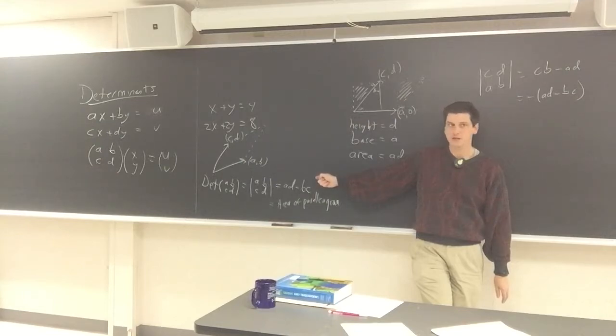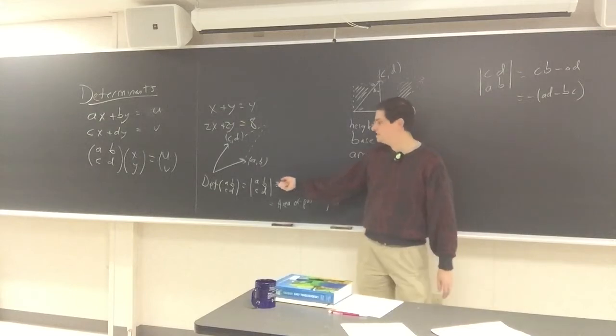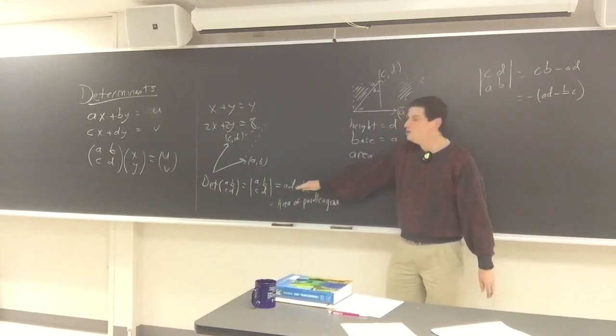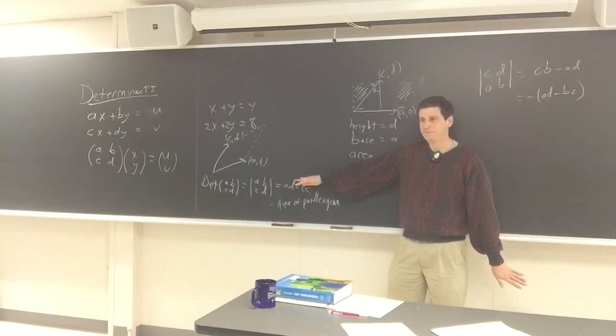Not 1, 1. Yes? AB? AB, or 2A, 2B, or 3A, 3B. As long as CD is in the same direction as AB, it's going to be easy to compute. Again, right now we haven't proven this formula.